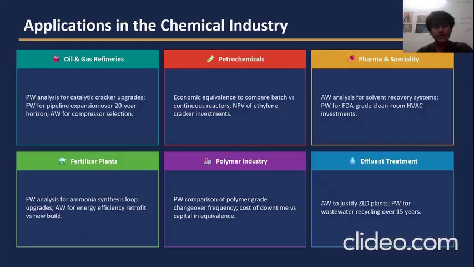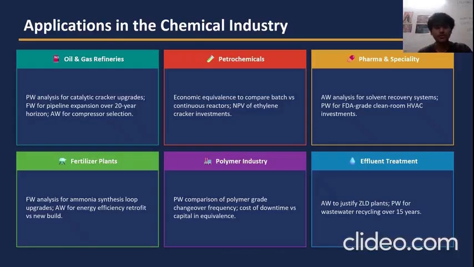So now going to the next slide. In this slide, I'm going to talk about how economic equivalence methods are actually applied across different sectors of chemical industries. So first, I'm going to talk about oil and gas refineries. Present worth analysis is commonly used for evaluating refinery upgrades, such as installing new catalytic cracking units. Future worth is used for long-term projects like pipelines, while annual worth helps in selecting equipment like compressors.